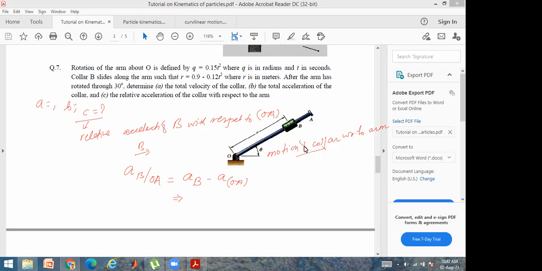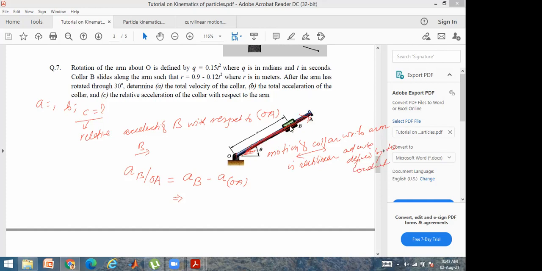Look, the motion of polar with respect to arm is rectilinear. It's rectilinear. Why? It is moving only in this line, polar with respect to arm. The motion of B with respect to the arm is rectilinear. It is moving in this line only. So the motion of polar with respect to arm is rectilinear and can be defined by the coordinate r.